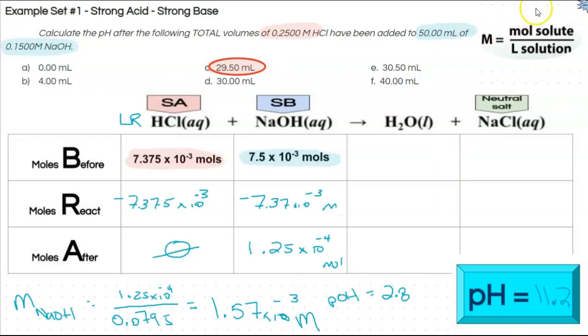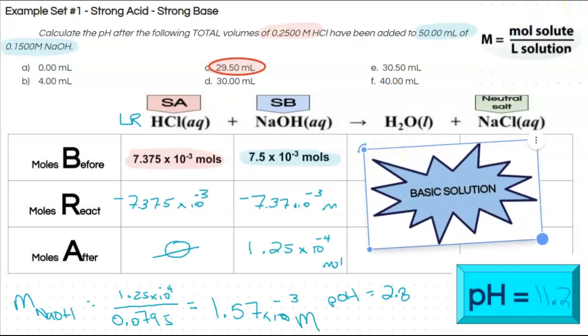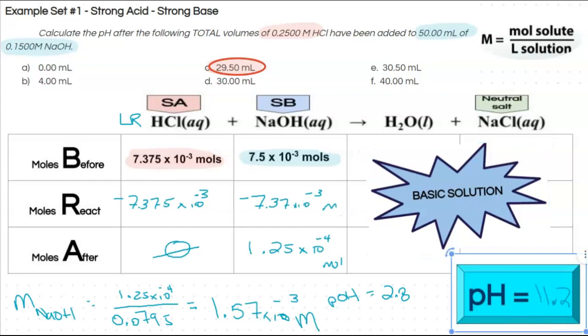So when I look at what I have in solution, I still am working with a basic solution. So my pH should be above 7, and indeed that is. Always try to keep in mind, though, when you're looking at your calculations, what you're calculating when you take the negative log. Always keep track of what you have in solution.